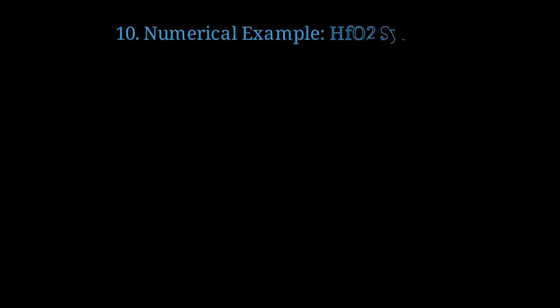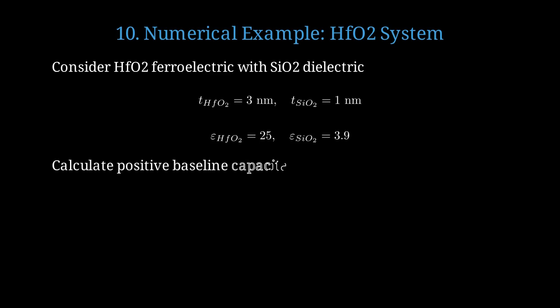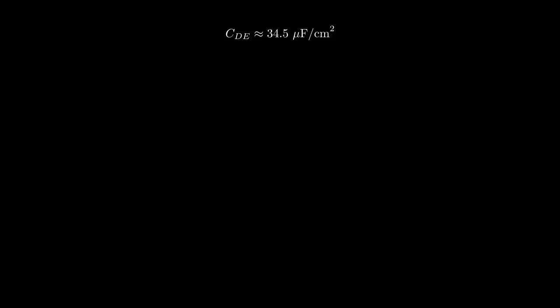Let's work through a concrete numerical example using hafnium oxide, a CMOS-compatible ferroelectric. Consider a system with hafnium oxide ferroelectric layer and silicon dioxide dielectric layer. Let the HfO₂ thickness be 3 nanometers and silicon oxide thickness be 1 nanometer. The dielectric constant of HfO₂ is 25, and for silicon oxide is 3.9. First, calculate the baseline capacitance if HfO₂ were not ferroelectric. CDE equals epsilon 0 times 3.9 divided by 1 nanometer. This gives CDE approximately 34.5 microfarads per square centimeter.